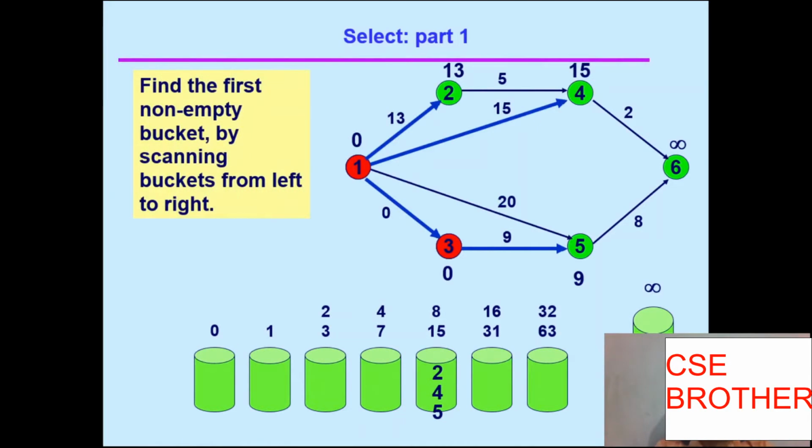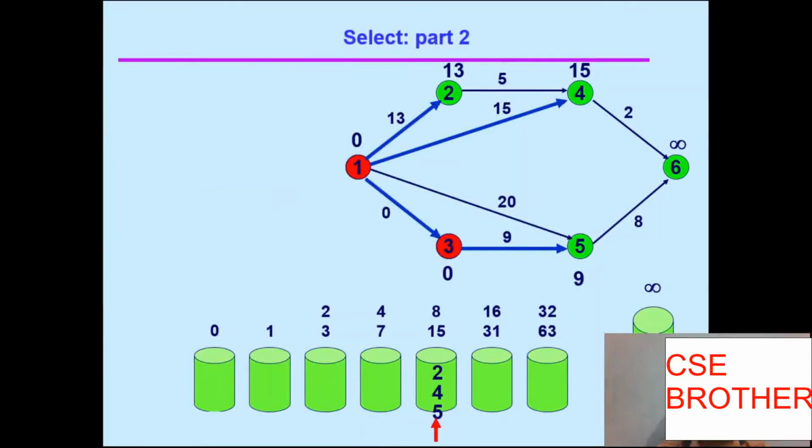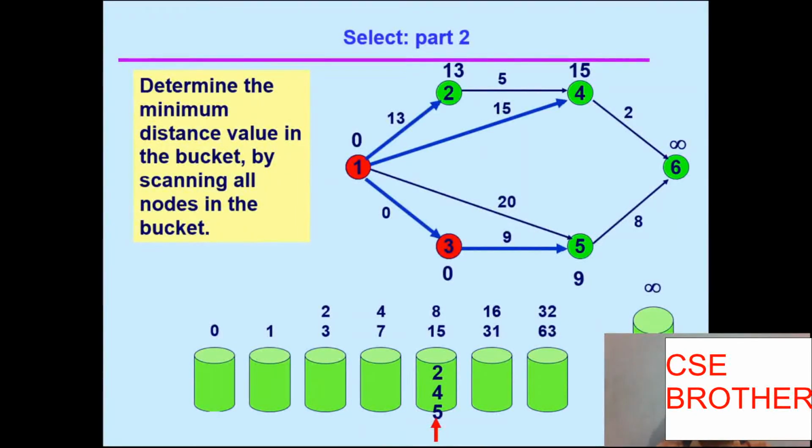First we have to find the non-empty bucket by scanning all the buckets from left to right. We can see here the first bucket is empty, second also, third empty, fourth is also empty. But the fifth bucket is non-empty. So we have to determine the minimum distance value in the bucket by scanning all the nodes in the bucket. And we can see node 5 has the minimum distance, that is 9.